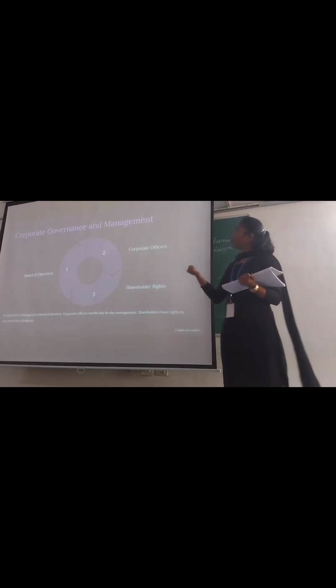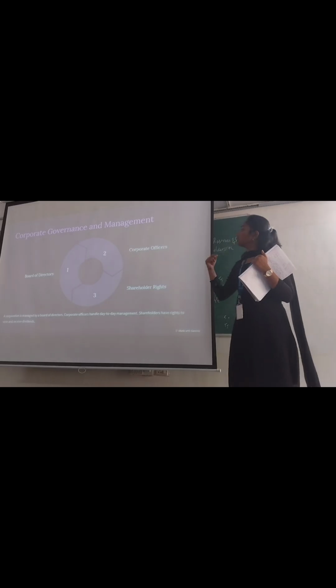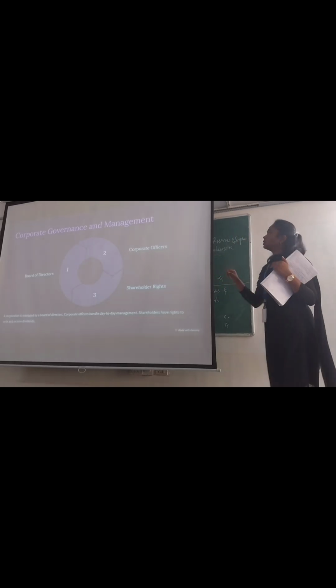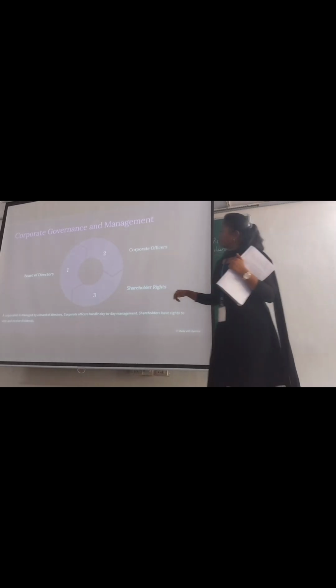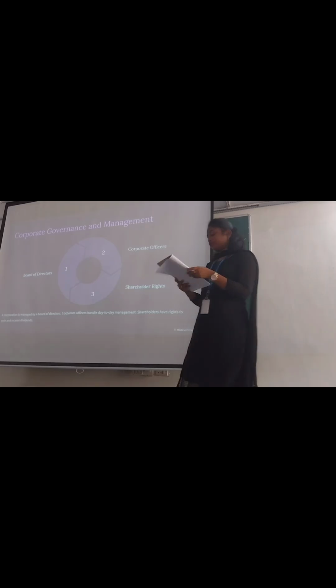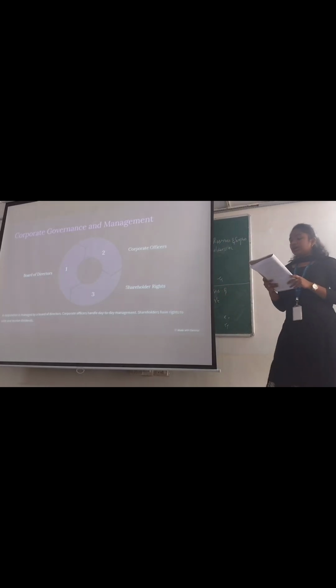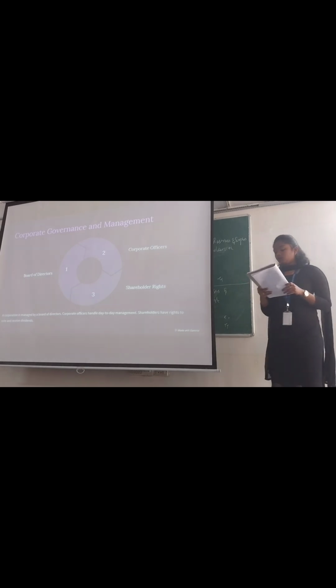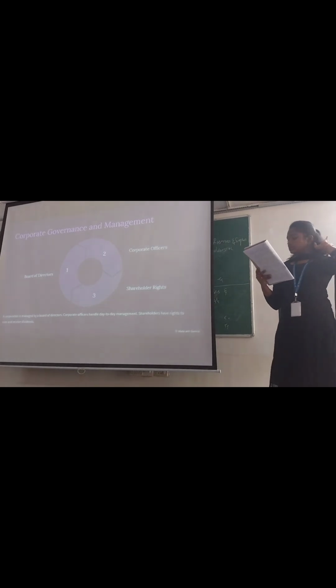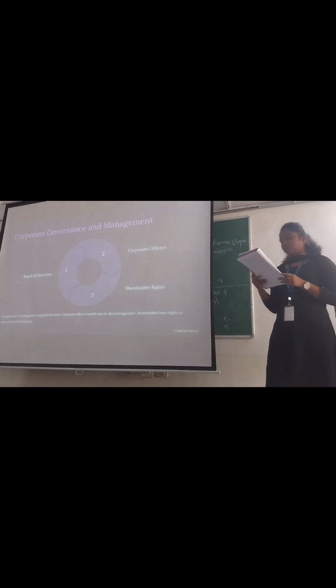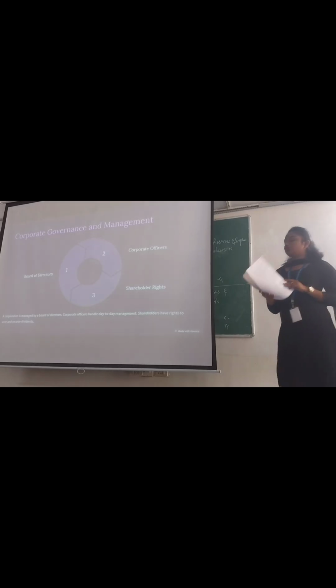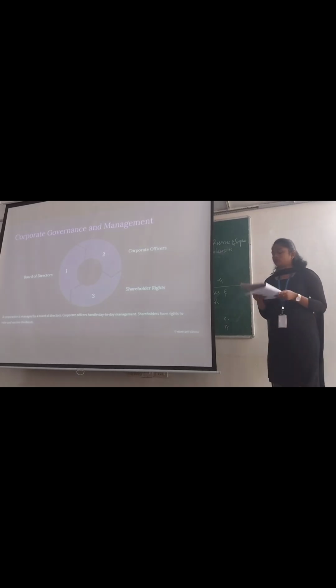Okay. Corporate governance and management. There are three types of corporate governance and management. The first one is board of directors. Board of directors means a group of individuals elected by a company's shareholders to represent their interests and oversee the company's management and operation, ensuring it aligns with shareholder goals.